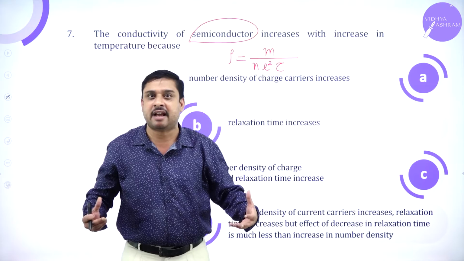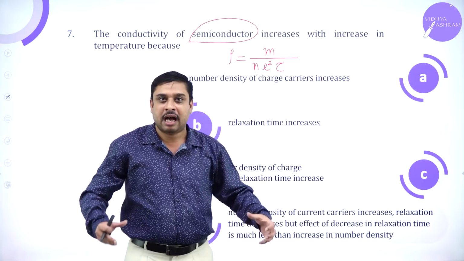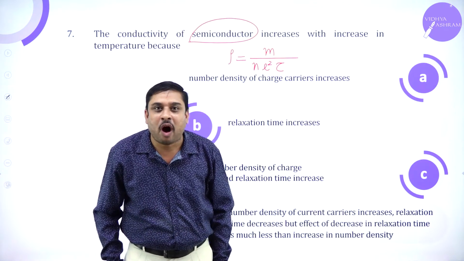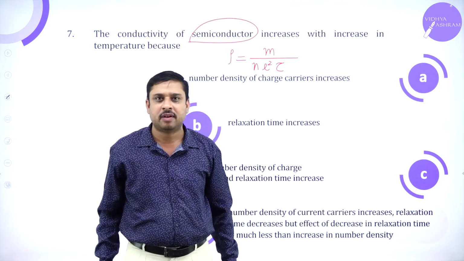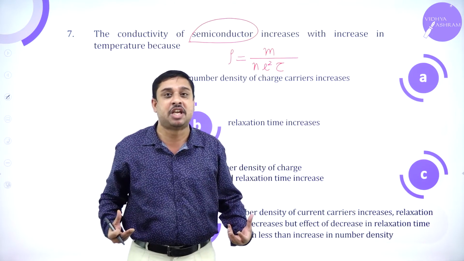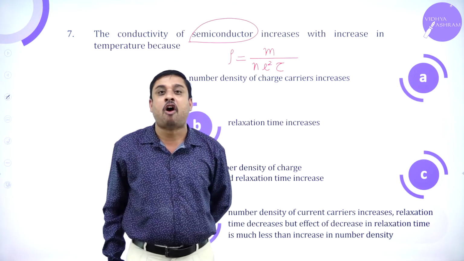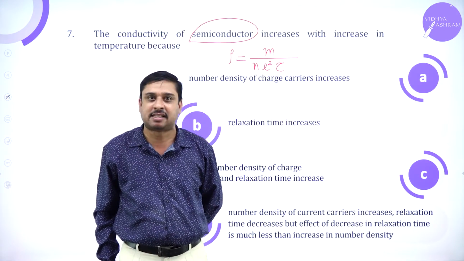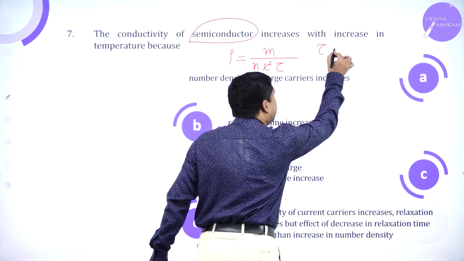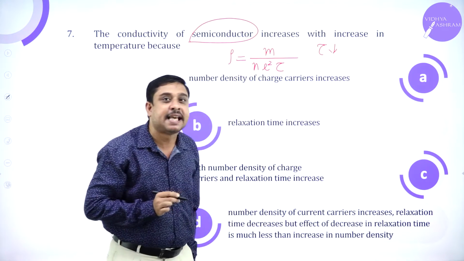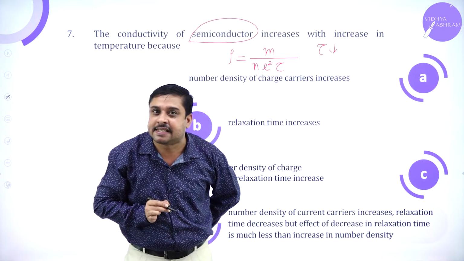Temperature has increased, the kinetic energy of the electrons has increased. So what do they do? They frequently collide with each other because they have gained kinetic energy. Frequency of collision is more. So time for two collisions becomes less. That means as temperature is increasing, relaxation time decreases.